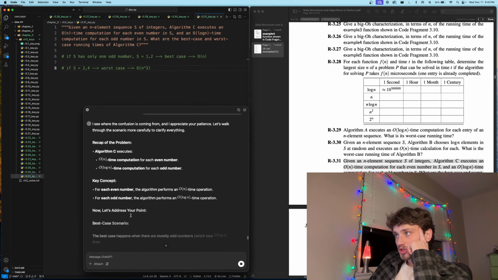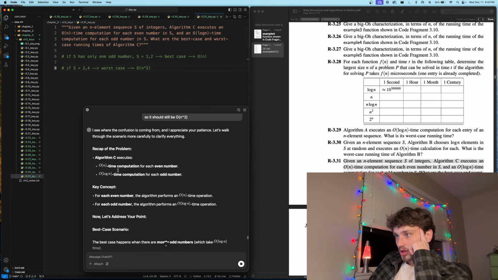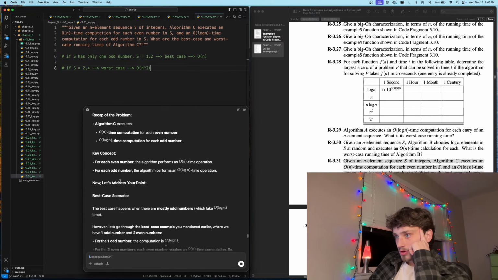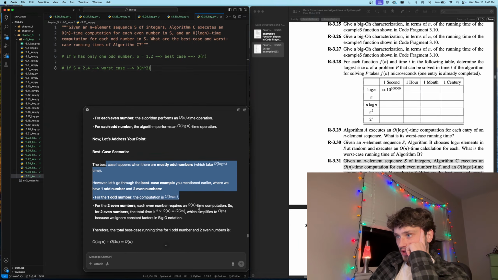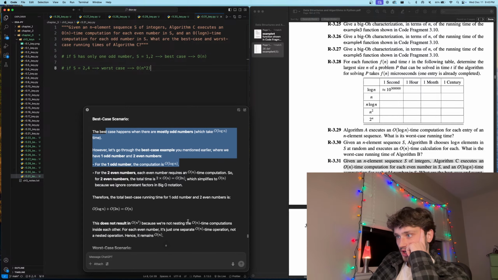I see where the confusion is coming from, and I appreciate your patience. The best case time is when there are mostly odd numbers. Let's go through the best case time mentioned earlier. One odd number, the computation is O(log n). For two even numbers, it would be 2 times. Yeah, we've been through that.